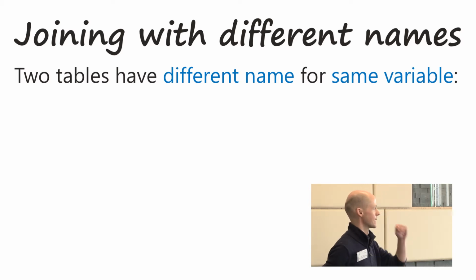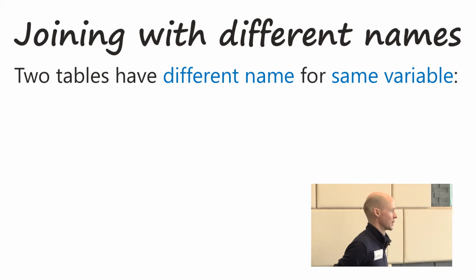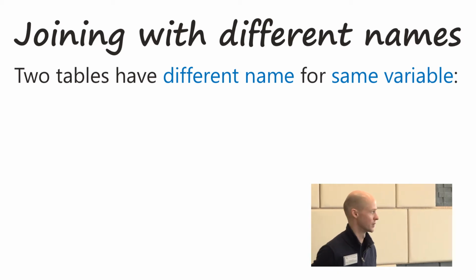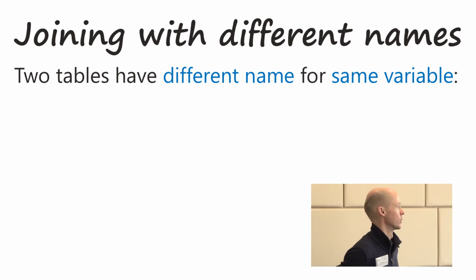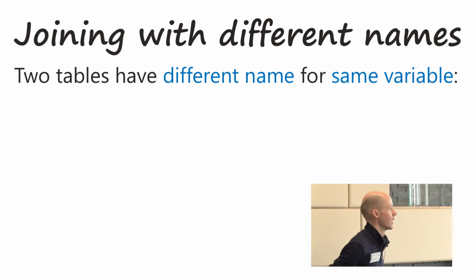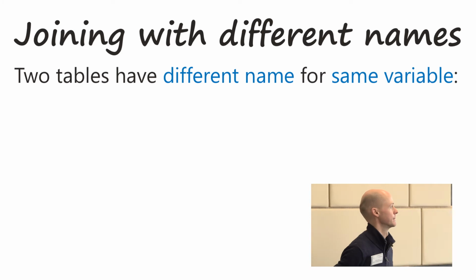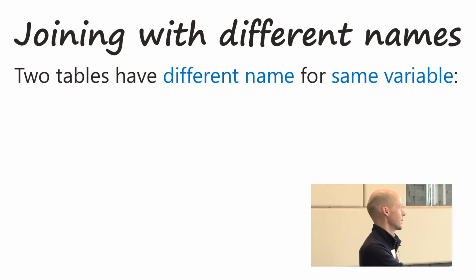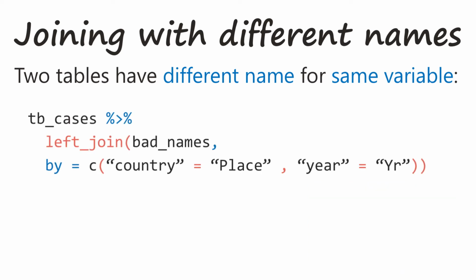The first is you'll often come across cases where the two tables that you're trying to join together have different names for the same variable. And rather than changing the variable names in each table so that they match, you can write this code here. We're not going to cover this. It's just for your reference later.